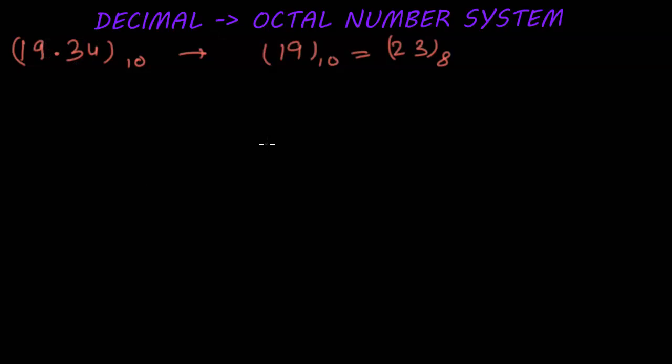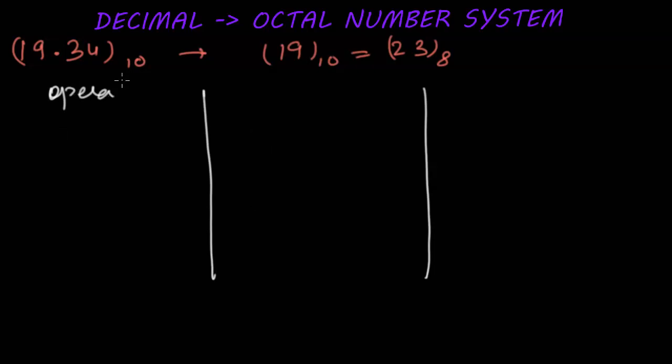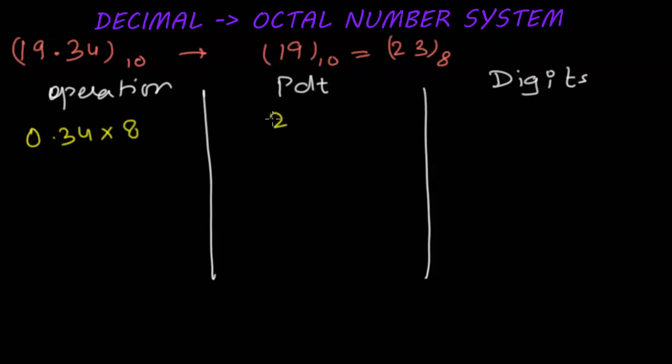So again, let's divide the whole thing into 3 columns. Here is my operation that I'm going to perform. This is called product and this is the digits. Let me explain what we're going to do. Now, because when we were converting 19, we divided it by 8, to convert 0.34, we're going to be multiplying by 8. So how is the operation going to go forward? It is 0.34 into 8, which amounts to 2.72. Now, the thing that we need to note is this 2. So the digit is 2.